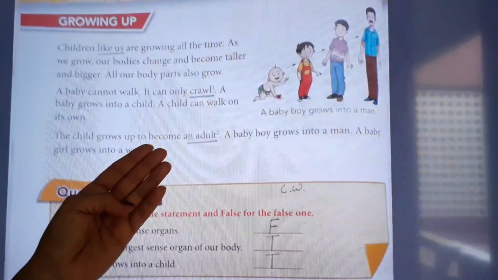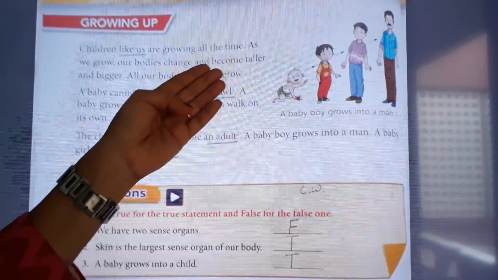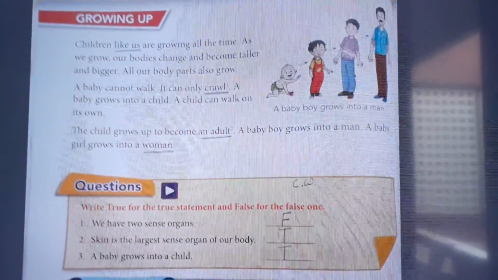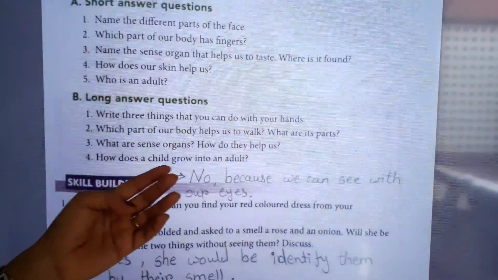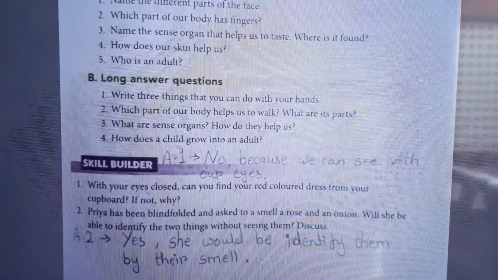As a child grows, its body parts also become taller and bigger. So in this way a child grows and becomes an adult.